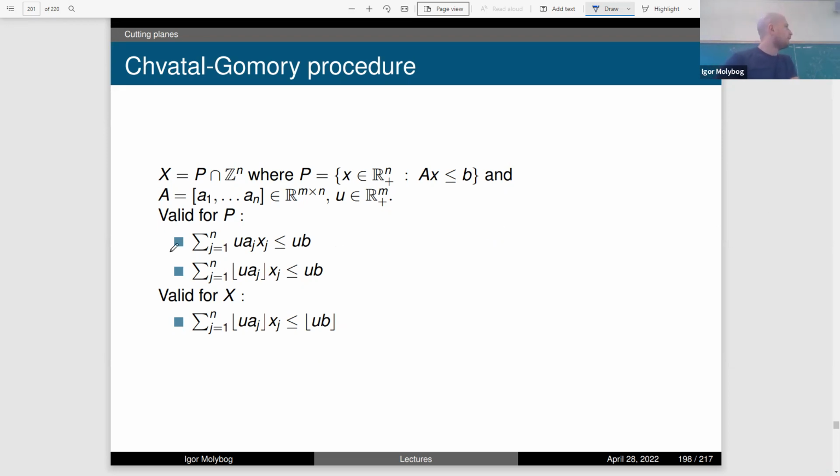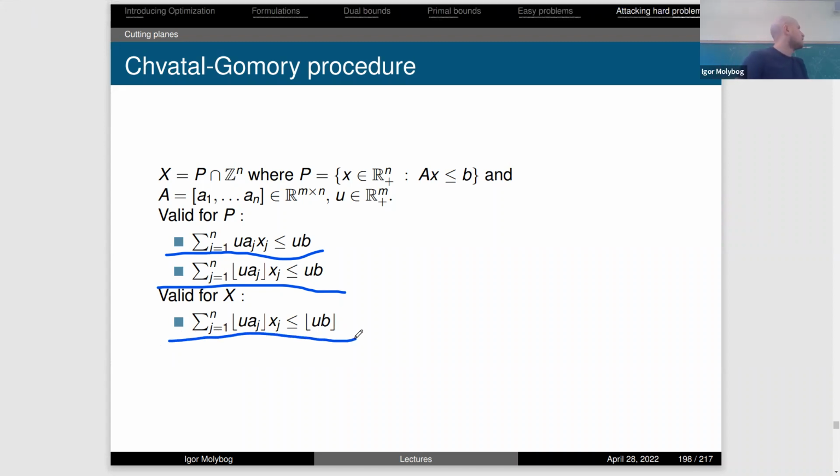And the first two are the inequalities that are valid even for the P, for the formulation itself, that has a particular structure. And the last inequality is the inequality that is valid for X. What's the difference between inequalities that are valid for P and the inequalities that are valid for X? Is the question clear?